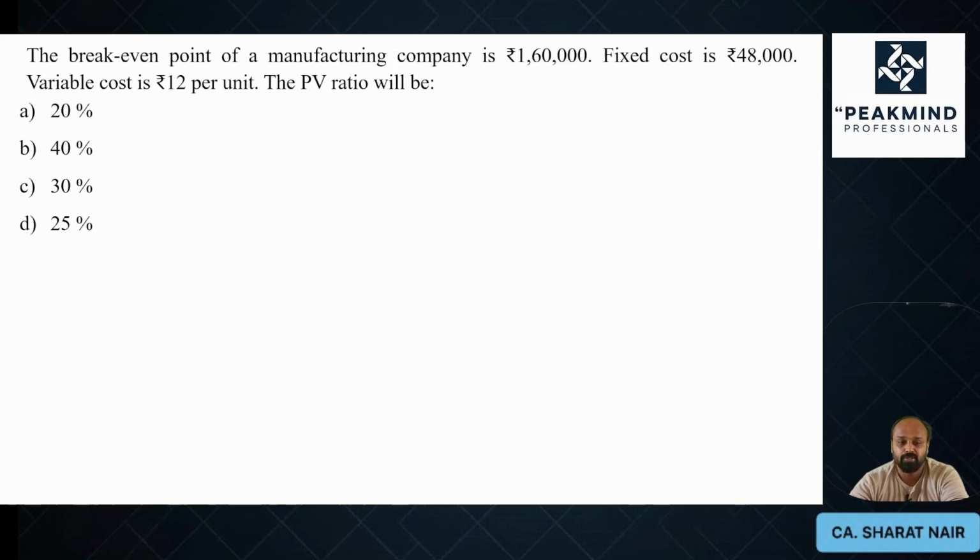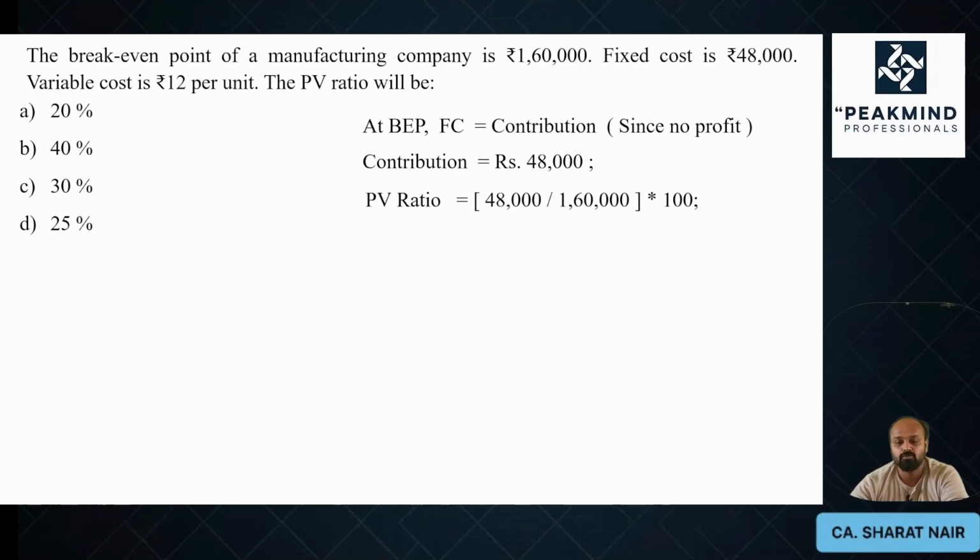Moving to the next MCQ, the break-even point of the manufacturing company is 1,60,000. Fixed cost is 48,000. Variable cost given is 12 per unit. They are asking us to find out the PV ratio. We know that at break-even point, the fixed cost will be equal to the contribution. The reason is there is no profit. So my fixed cost will itself become my contribution. If that is true, the contribution will be 48,000.